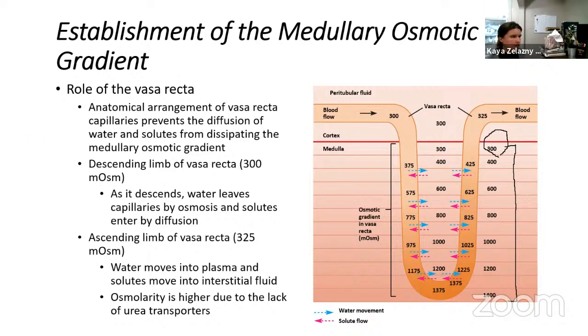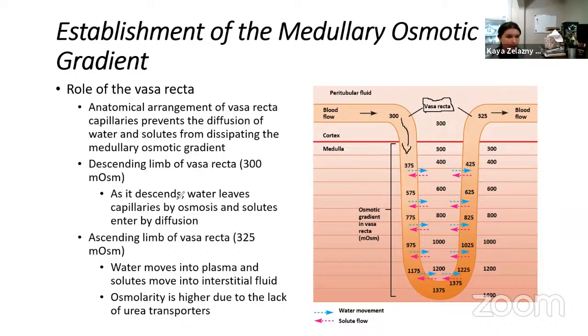So we're going to keep it a little simple with our understanding of the vasa recta. Basically, what I want you to know here is that the descending limb of the vasa recta, and here in this picture, it's showing you the vasa recta. I know it looks like a nephron, looks like that loop of Henle, but this is specifically just showing you the blood flow, even though they've colored it yellow like we did before.